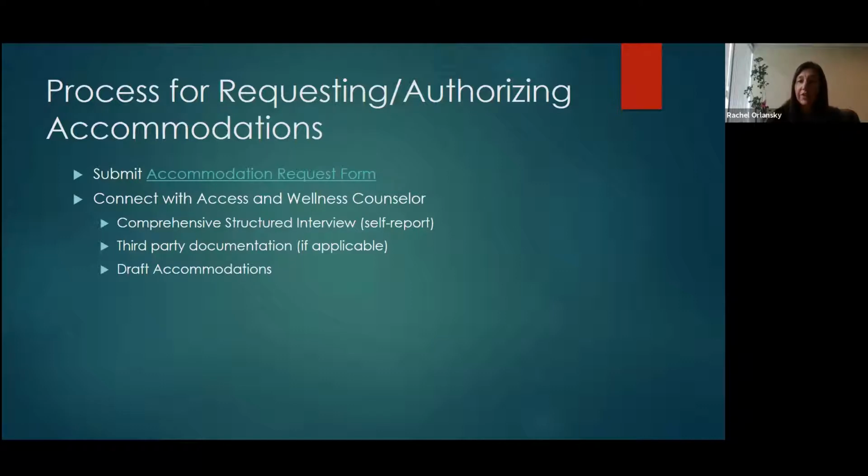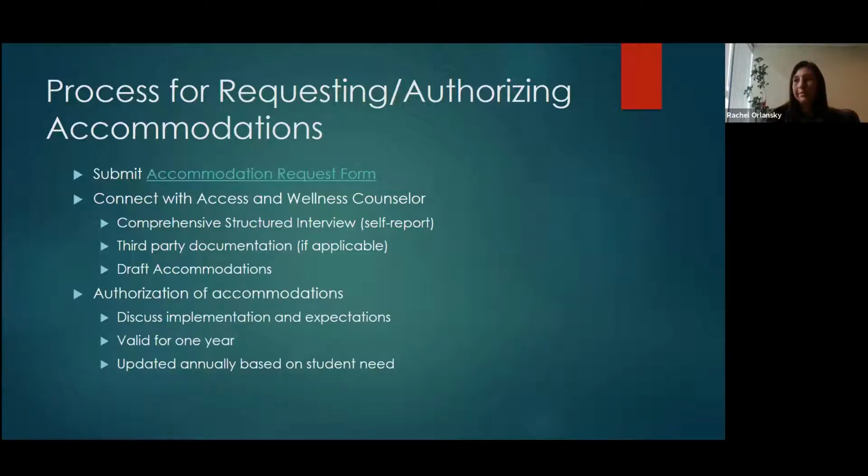If after that conversation, we deem that that student is indeed eligible for accommodations, we would then fill out our draft accommodation form, where we mention to the student exactly what accommodations they're going to be eligible for. We send that form to them, the student signs that draft accommodation form and sends it back to us, at which point they receive their authorized accommodation form. When we send them their authorized accommodation form, we talk about implementation and expectations. And that's, again, where you're going to see this accommodation form.